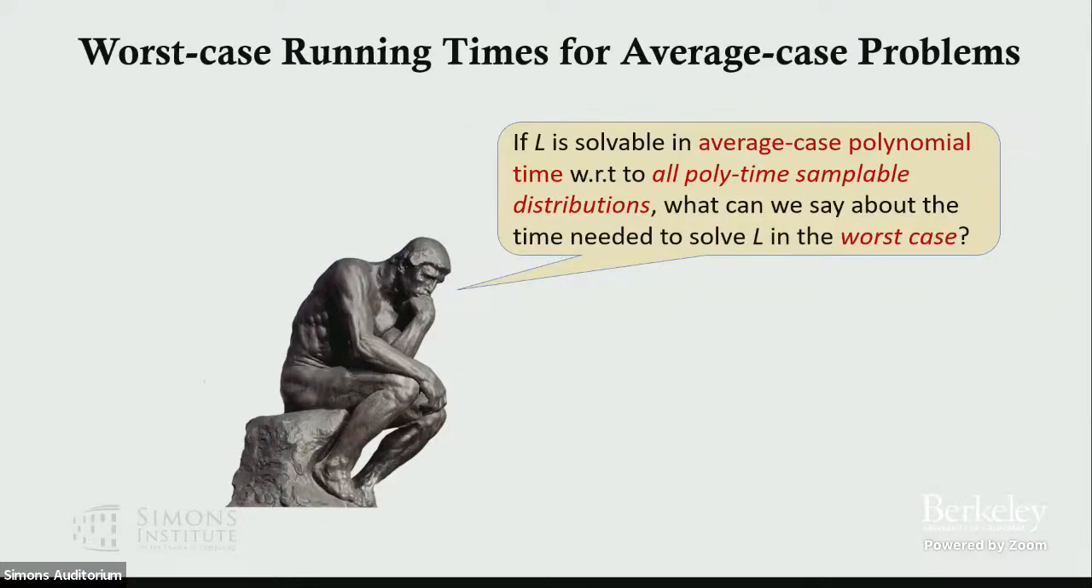Okay, so the first application considers the following question. Fix any problem L, and let's suppose we can't generate hard instances for L. So the assumption is that for all polytime sampleable distributions, this language L and this distribution, it's easy on average. Okay, so the problem is easy with respect to all polytime sampleable distributions.